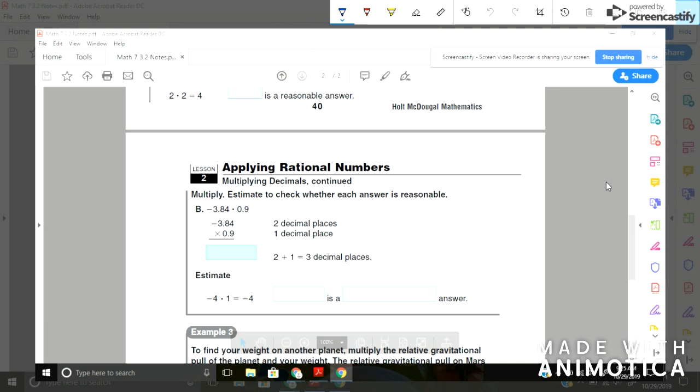Okay. Flip over to the back to check out letter B. It says multiply and estimate to check whether it's reasonable. Okay, same thing here. I have negative 3.84 times 0.9. Different signs. So a negative times a positive. Different signs when you're multiplying or dividing gives you a negative answer. I'm going to do that right away. And then I'm going to multiply.